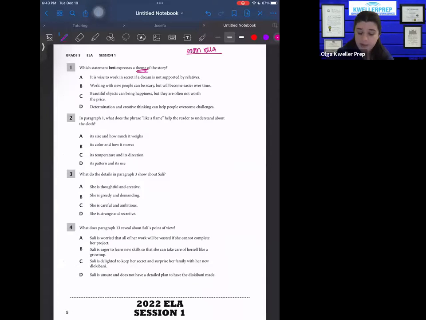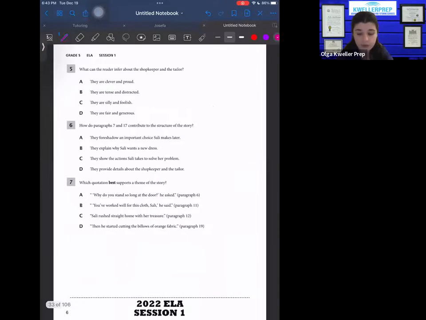They ask about specific phrases. They ask how the author develops ideas, point of view. So all of the themes of what they ask are pretty similar. I would say just the level of the text is what is different and what gets a little bit more difficult. And I would also say that there's a few more inference questions on the fifth grade exam.